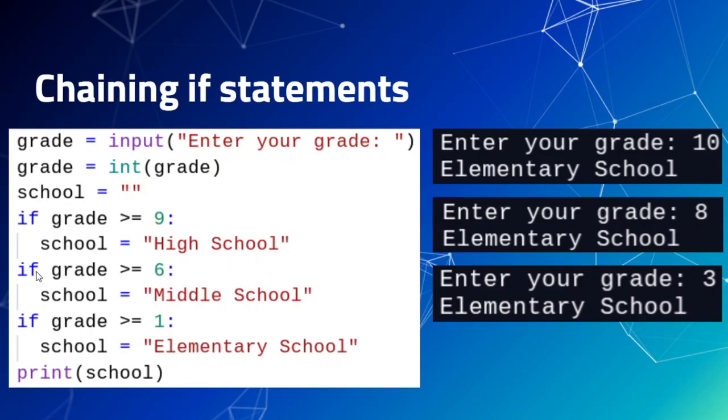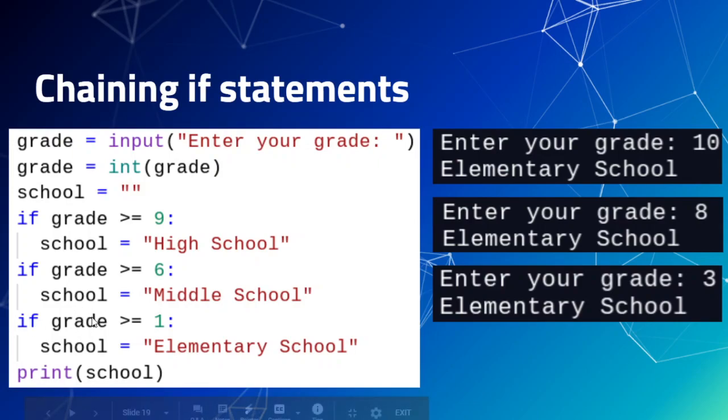We go to the next condition, if. Remember, there's no else here, so we do go on to the next condition. If 10 is greater than or equal to 6, our school is middle school. Well, 10 is greater than or equal to 6, so our school is now middle school. Hold up, that's not supposed to happen. But before we address the error, let's actually go to the next line.